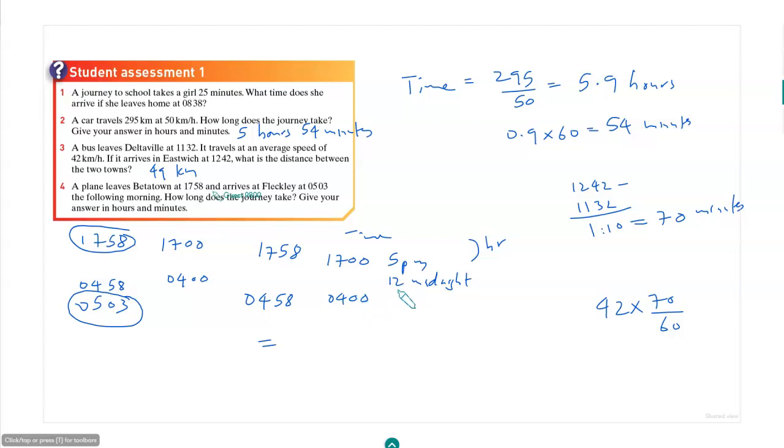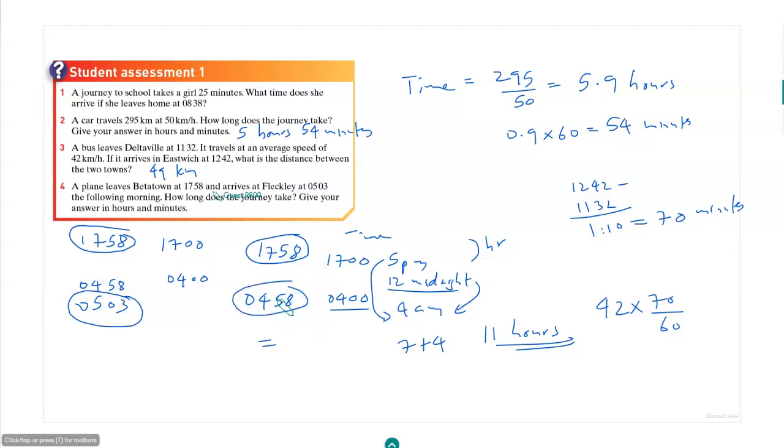7 hours, right? And then from 12 midnight to 4 a.m., how many hours? 4 hours, right? So 5 p.m. to 4 a.m. is 7 plus 4 hours, that is 11 hours, right? So 11 hours is the time between 17:58 and 4:58, isn't it? But we need the time between 17:58 and 5:03, right? So this much is 11 hours.